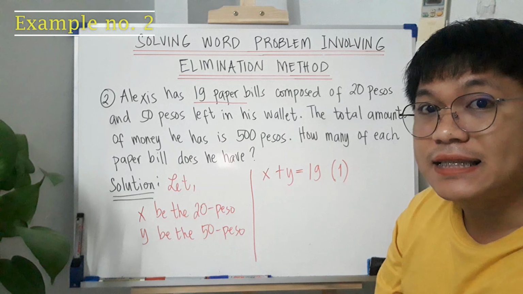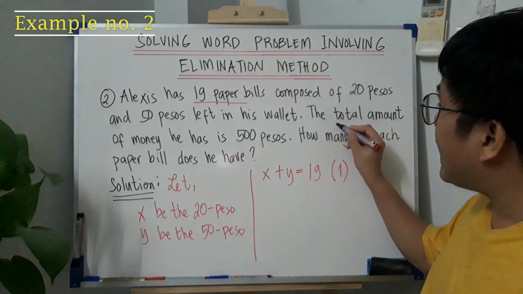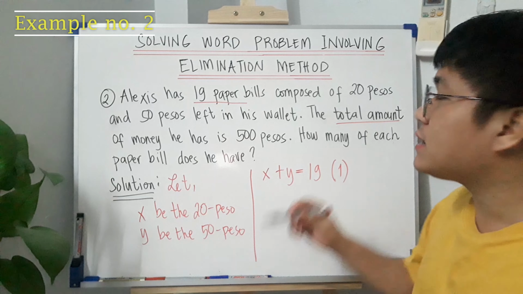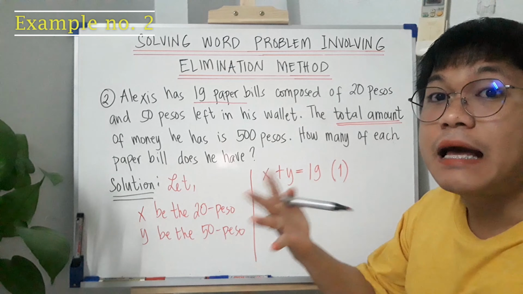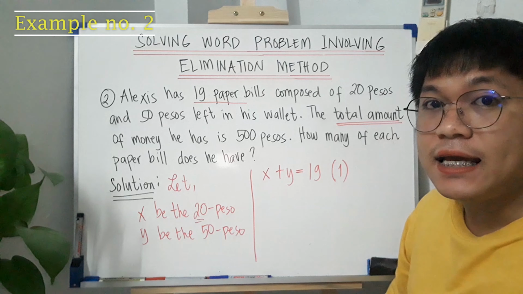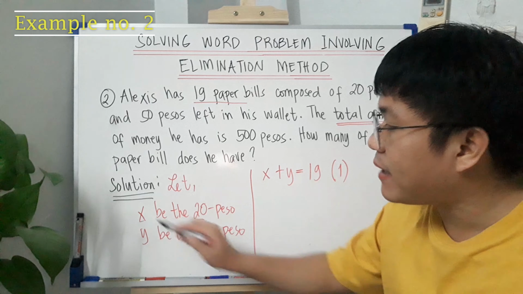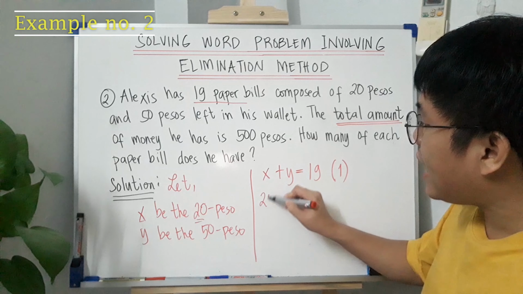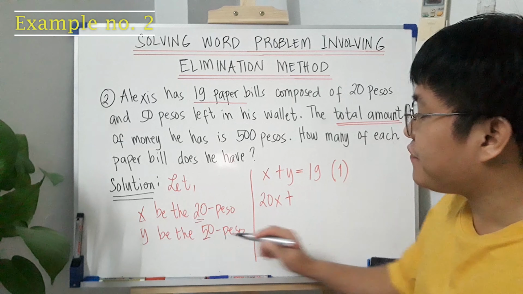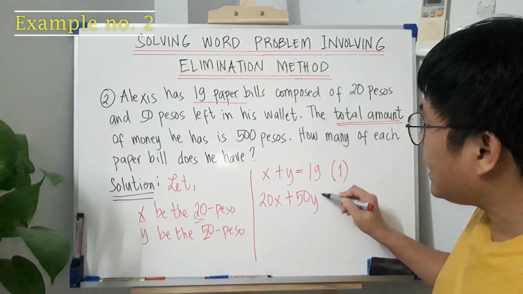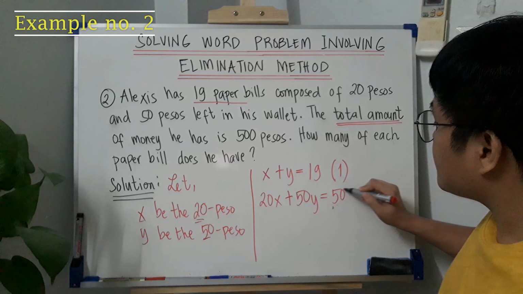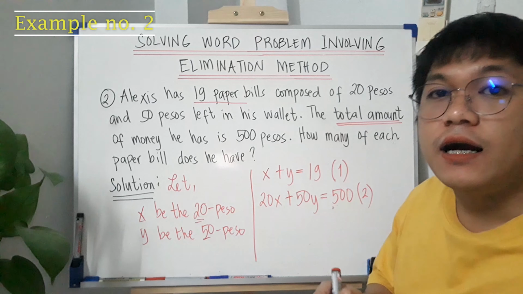Now, how about our second equation? The total amount of money he has is 500 pesos. Now, remember this one, if we talk about the total amount, we are going to use now here the 20 peso bill, which is represented by x. So we have here 20x plus, how about y? So we have here 50y is equal to 500.